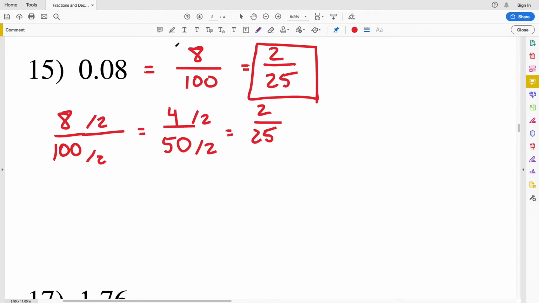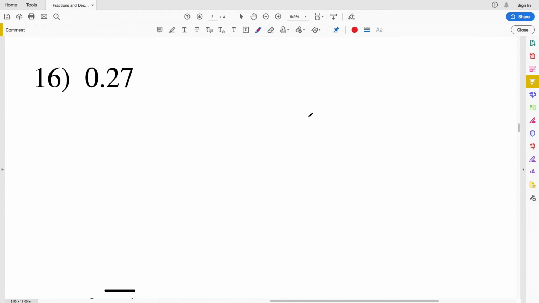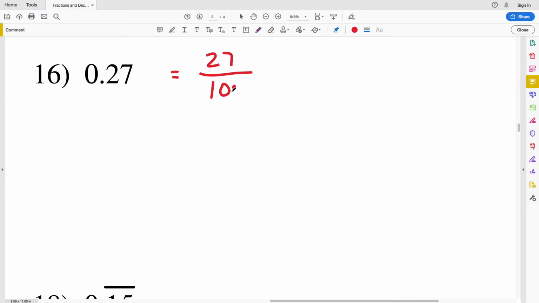So even if you can't find the greatest common factor between those to divide by at the start, divide by the one you do see and then keep simplifying down. Dividing by the greatest common factor will just get you the simplified one right at the start. Let's go on to number 16. Number 16, you would read this as 27/100ths, or 27 over 100. And so 27 and 100 do not have a common factor. Therefore, 27/100ths is the simplified fraction.